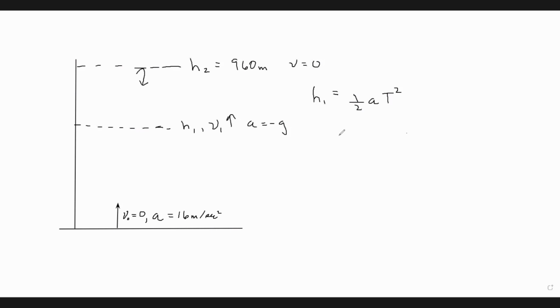And V1 is equal to A times T, right? That comes from the kinematic equation V equals V naught plus AT. So again, V naught is 0 for this first portion of the motion. So in regime 1, V naught is 0, and T at this point is capital T. So we get that.